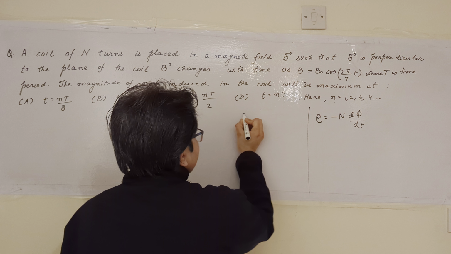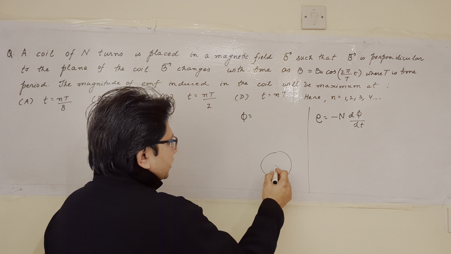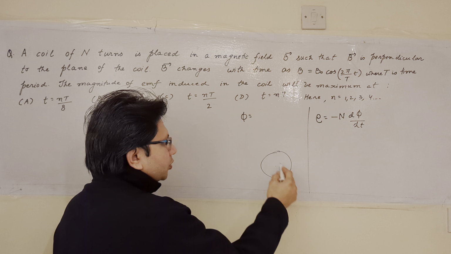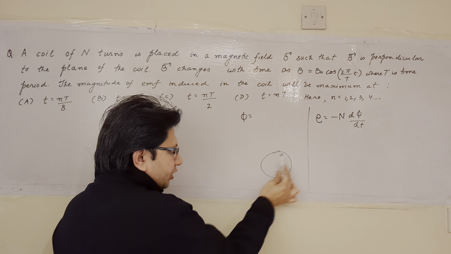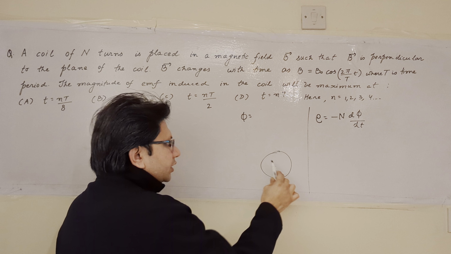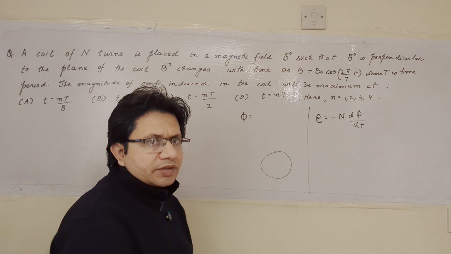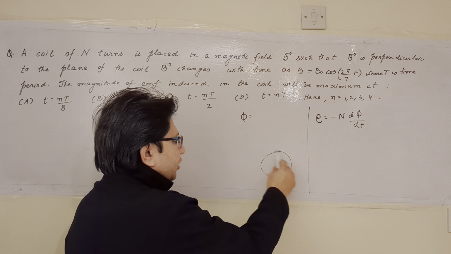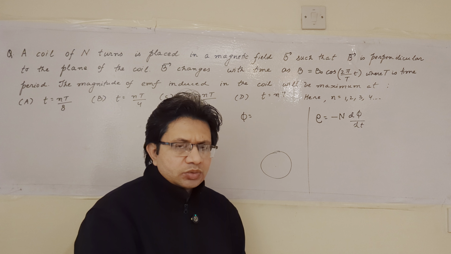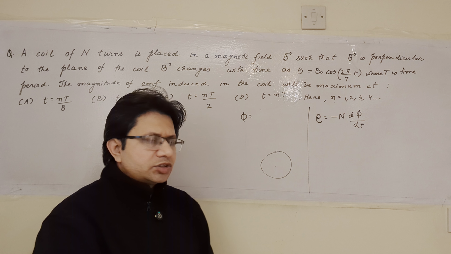Now for this particular problem, it is given that the magnetic field is perpendicular to the coil. Suppose this is the coil, then the magnetic field is perpendicular to it. We also know that the area vector is perpendicular to the surface. So the area vector and the vector B both have the same direction, perpendicular to this coil. In other words, the angle between the magnetic field vector and the area vector is 0.